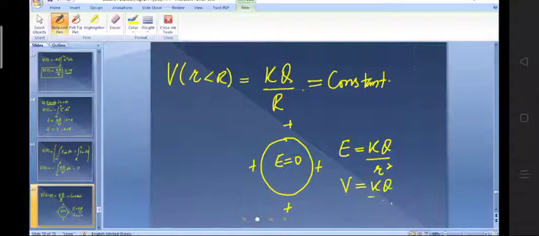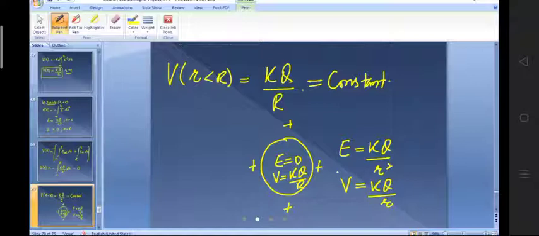What is the potential outside? That is kq divided by R. And what about the potential inside? That's equal to kq divided by capital R. So the potential in the center and at the surface is the same, kq divided by capital R. Then outside it dies down as 1 by R, so outside it will be a rectangular hyperbolic graph.